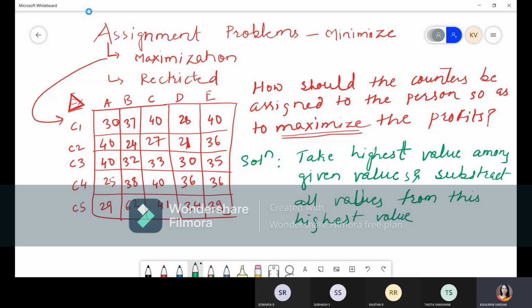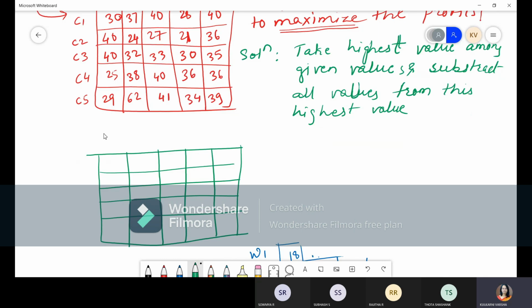Okay, so in this, which is the highest value? 62 is the highest value, right? Among this, 62 is the highest value. So now what we'll be doing? We will redraw the matrix once again. Now we have to take this highest value 62, and from this 62 we have to subtract 30.